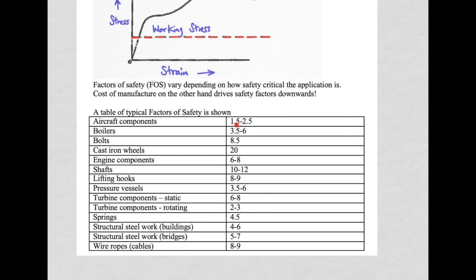So oddly enough, aircraft have a safety factor between 1.5 and 2.5, whereas something like shafts in machines can have as high as 10 to 12. Let's look at some others. Lifting hooks, you can imagine the hook on a crane, you don't want that failing, and 8 or 9 would be a good safety factor. Weight might not be a big issue there. So you can have a look through this list and see what typical safety factors are used.